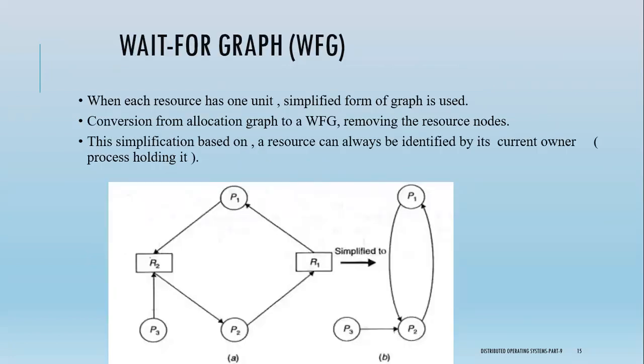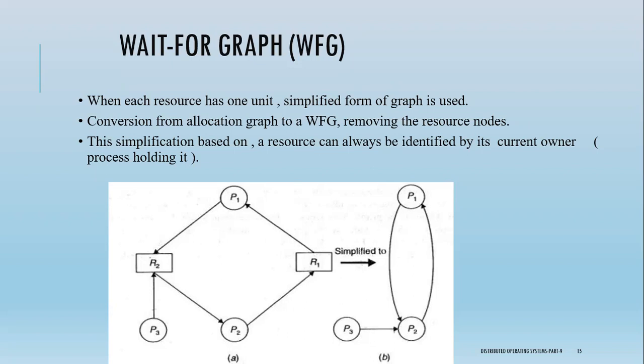Wait-for graph. When all the resource types have only a single unit each, a simplified form of resource allocation graph is normally used. The simplified graph is obtained from the original resource allocation graph by removing the resource nodes and collapsing the appropriate edges. This simplification is based on the observation that a resource can always be identified by its current owner. It is shown on the screen, an example of a resource allocation graph and its simplified form.